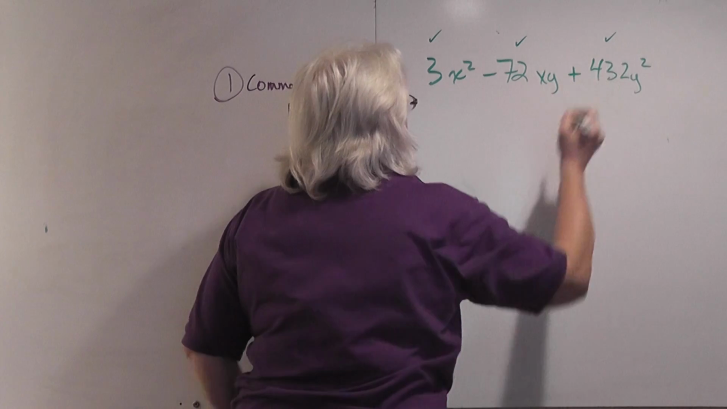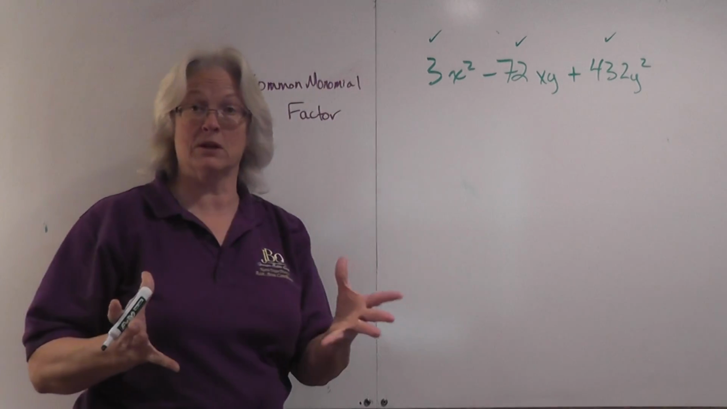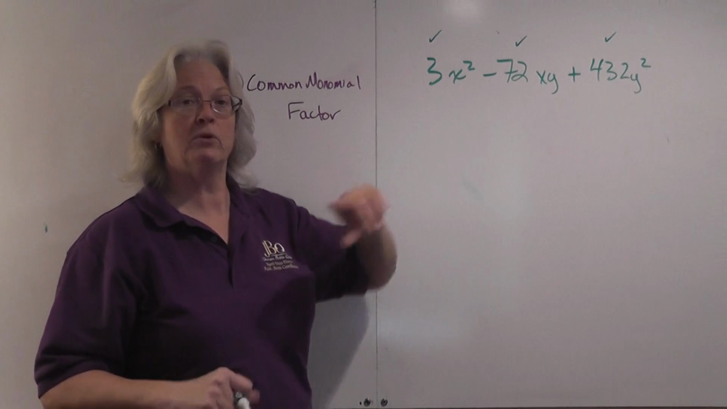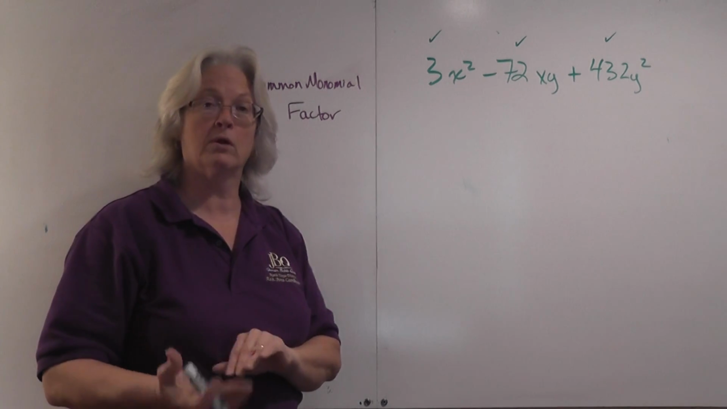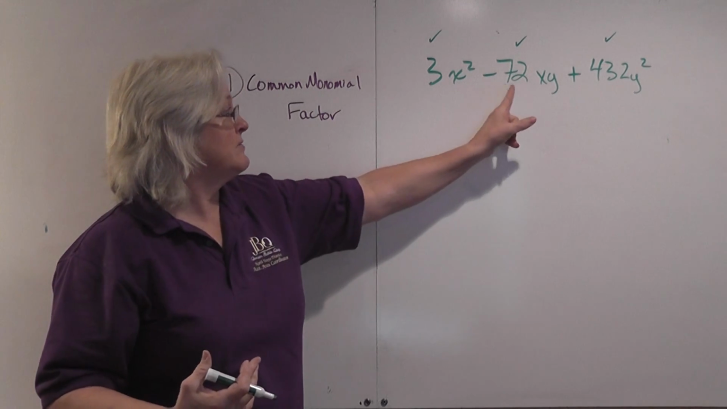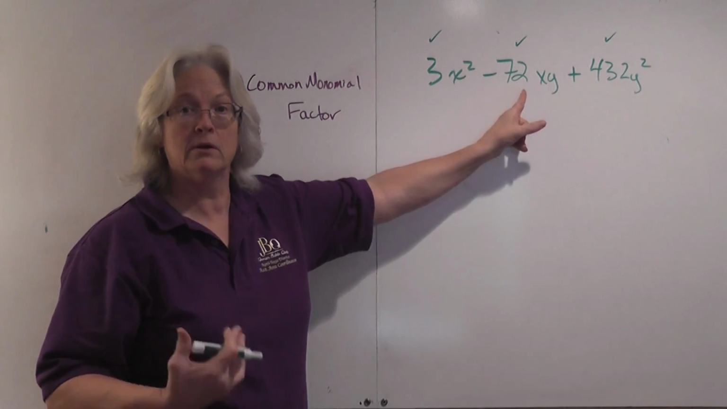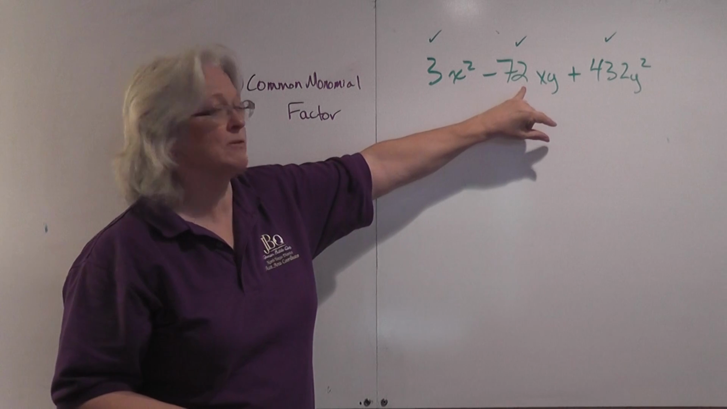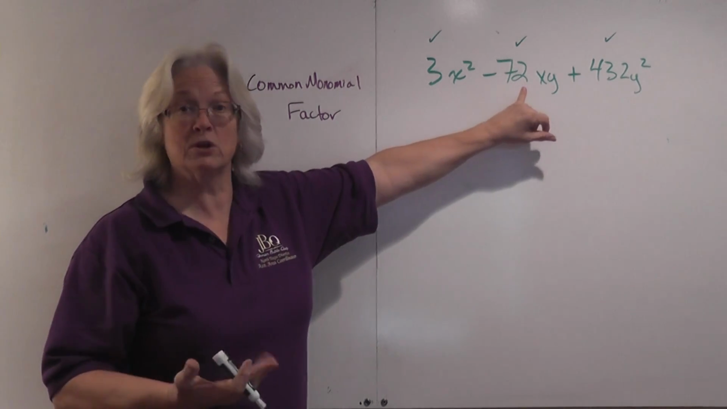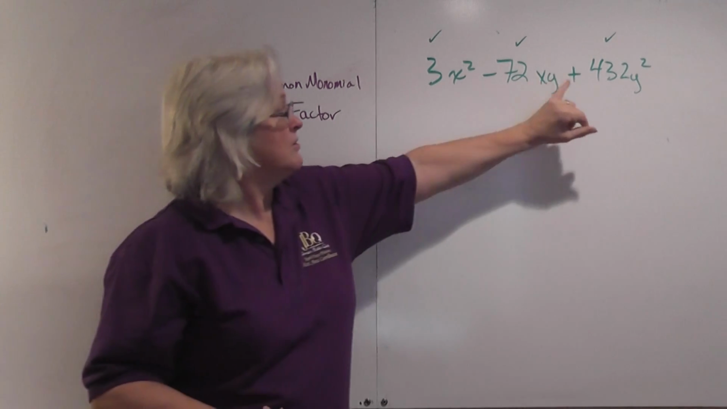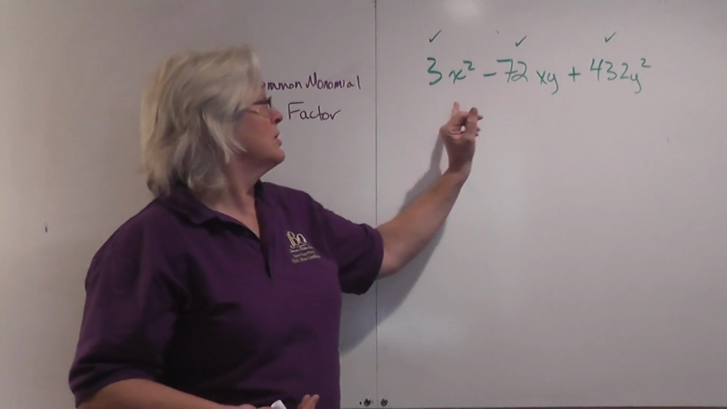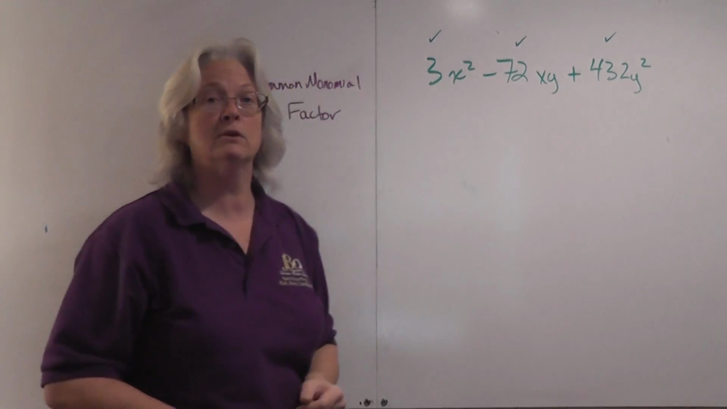If we look, there are no variables in common, are there? No variables. But do you remember your divisibility rule for 3? If the sum of the digits can be divided by 3, the entire number itself can be divided by 3. 7 plus 2 is 9, which of course you can divide by 3. 4 plus 3 is 7, plus 2 is 9. Again, you can divide 432 by 3.